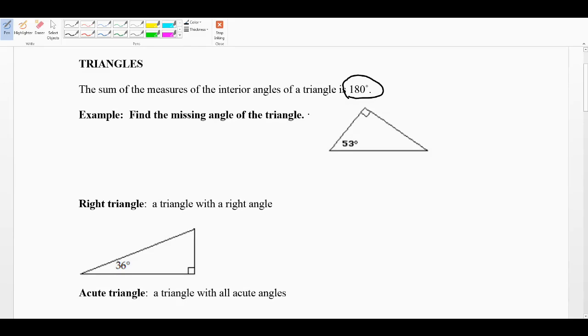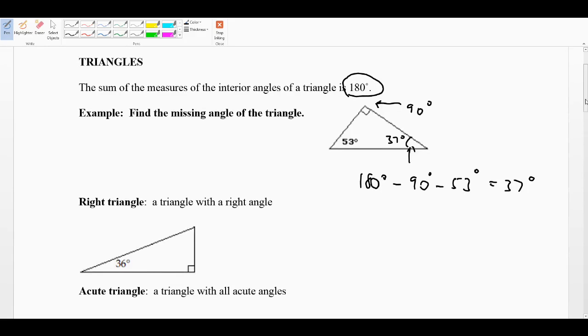That's really, really important. So for example, if you're asked to find the missing angle of this triangle, anytime you see this notation, that means that's a 90-degree angle. So you have 90 and 53, which means that to find this angle, we'll take 180 degrees, subtract 90, and subtract 53. 180 minus 90 is 90, and 90 minus 53 is 37 degrees. So this angle is 37 degrees. So you may see it marked up like that also.